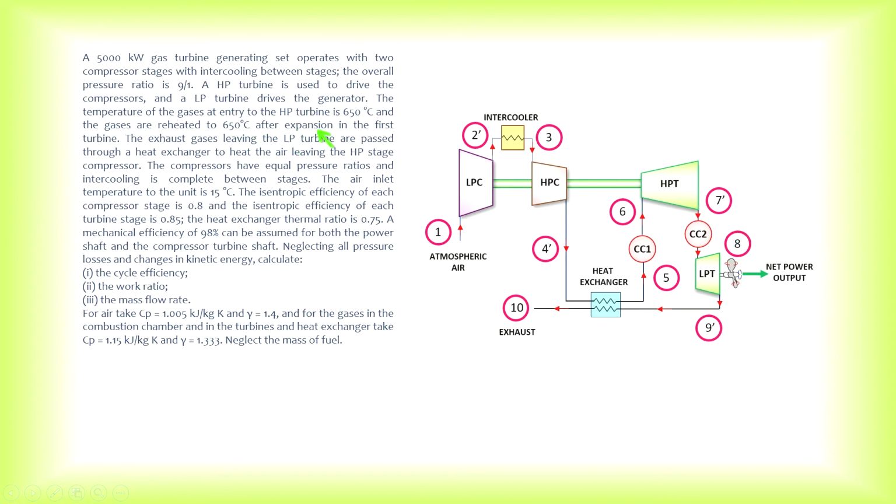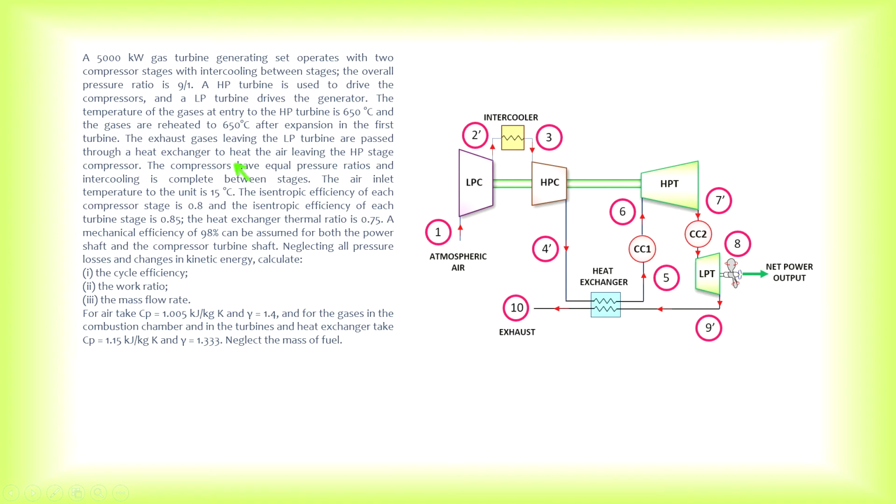After that, the exhaust gases will leave the low pressure turbine, and then go into the heat exchanger. So in the heat exchanger, or the regenerator, heat is exchanged from the hot gas stream to the air stream here.